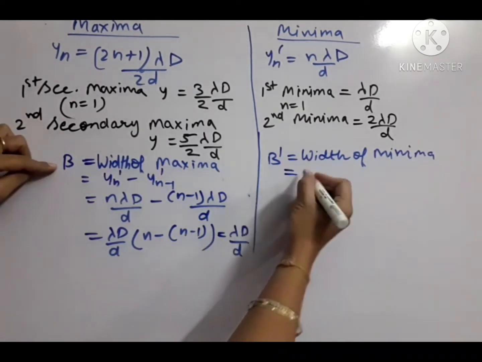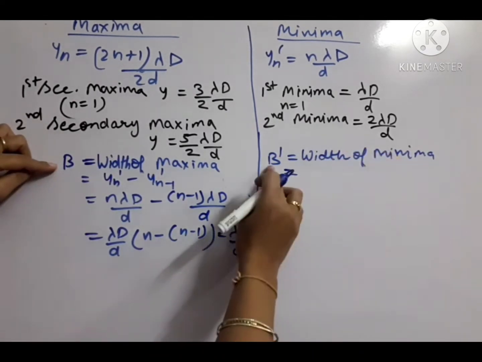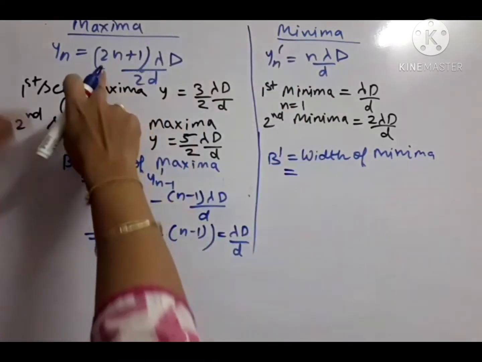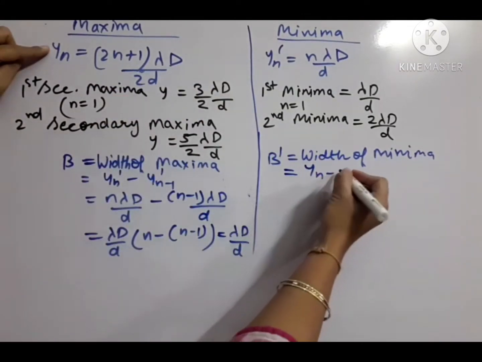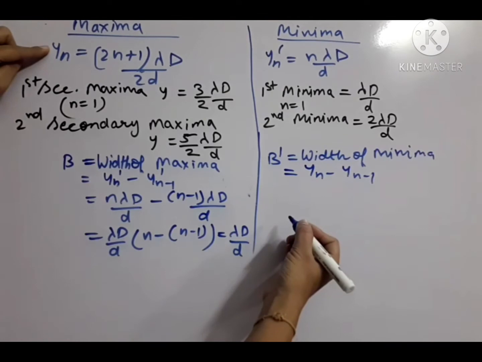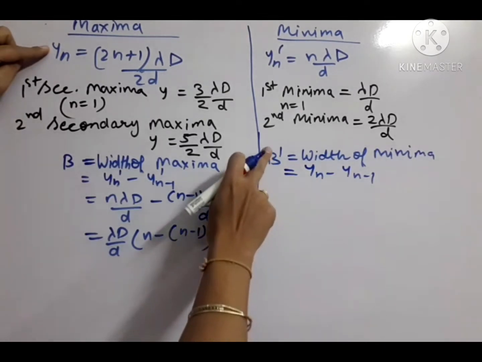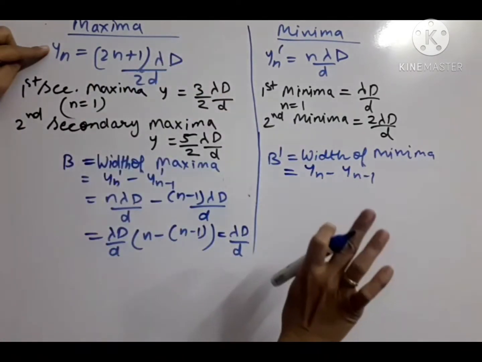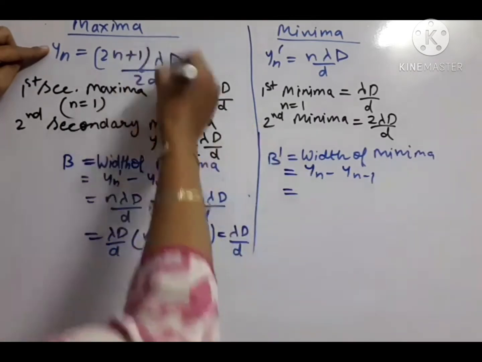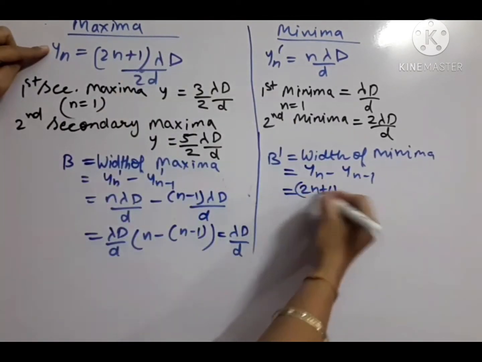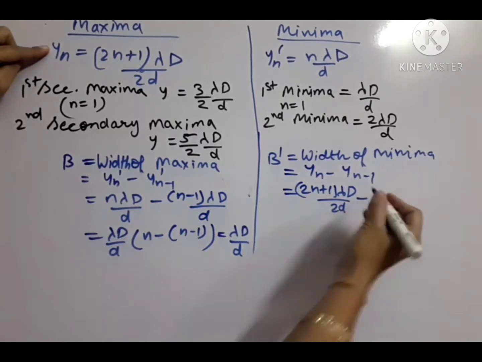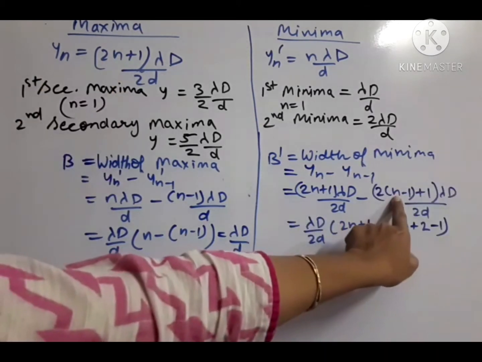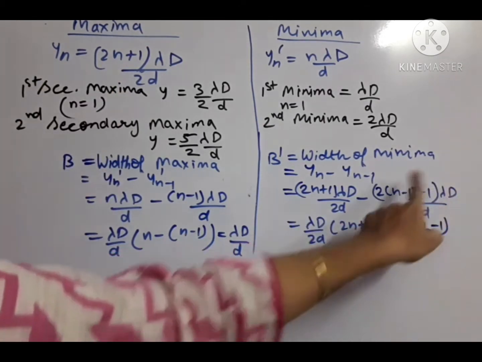Now come to this side. If I have to get the width of a minima, I have to subtract the displacements of two consecutive maximas. Maxima formula is here. So width of minima, beta dash I have written, but displacements of maximas are needed: yn and yn minus 1, no dash should be coming. Now in this formula, 2n plus 1 lambda D by 2d minus, in place of this n we have to put n minus 1. So in place of n, n minus 1 is substituted, remaining formula is same.